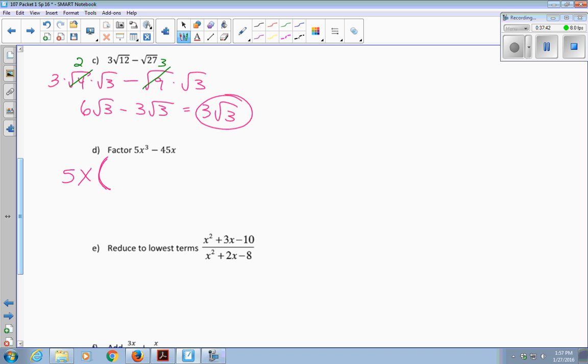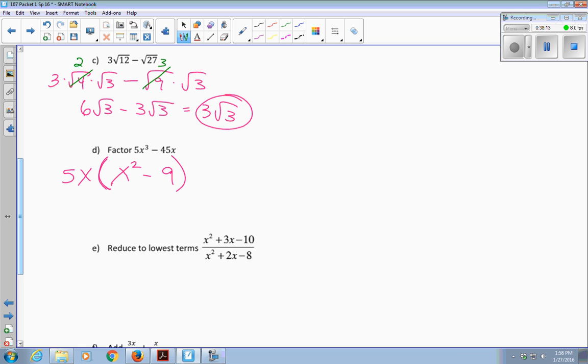All right, so what do I multiply 5x by? What do I put here so that when I distribute the 5x, I get 5x squared? Sorry, I mean 5x cubed. X squared. Okay, and then what do I multiply 5x by to make negative 45x? Minus 9. Great. Okay, so now I have 5x times x squared minus 9.